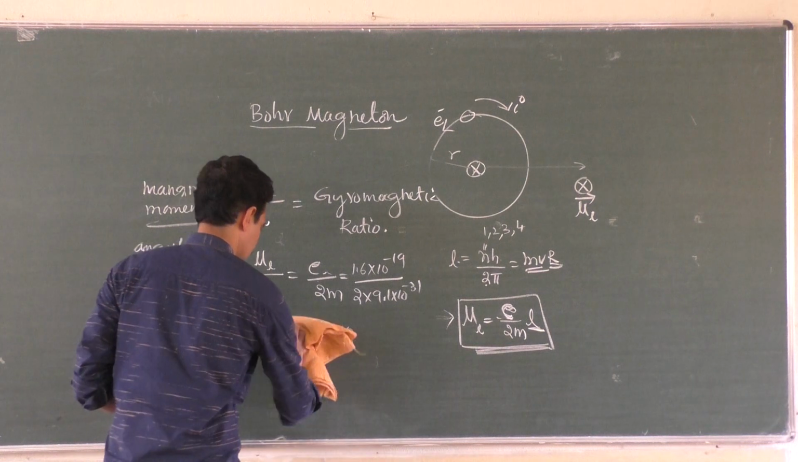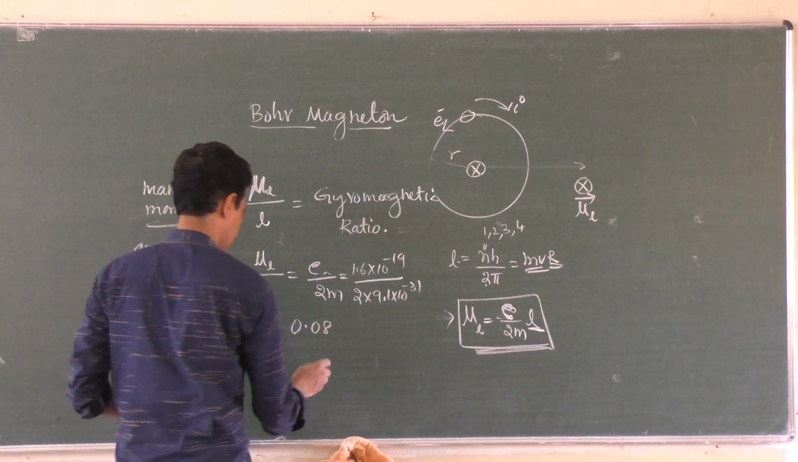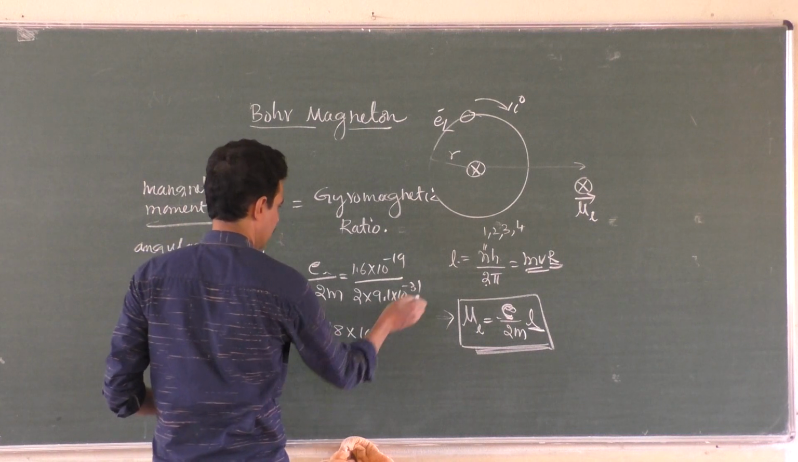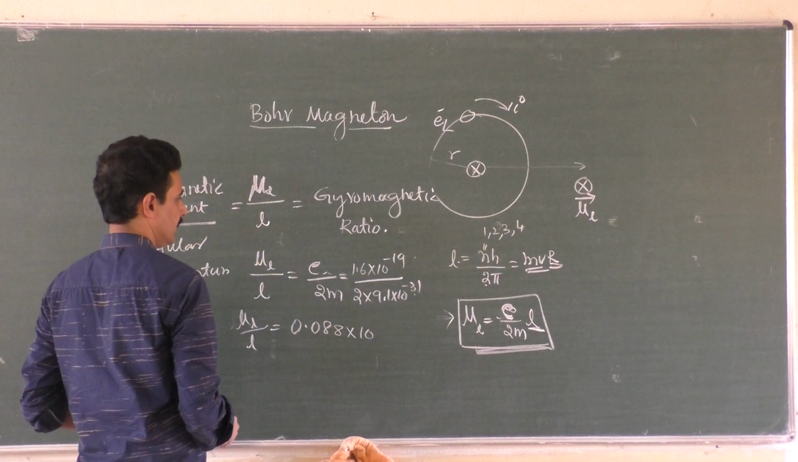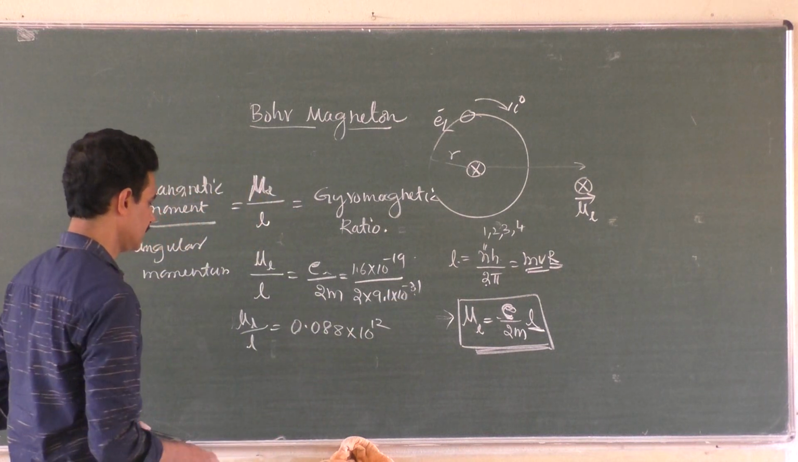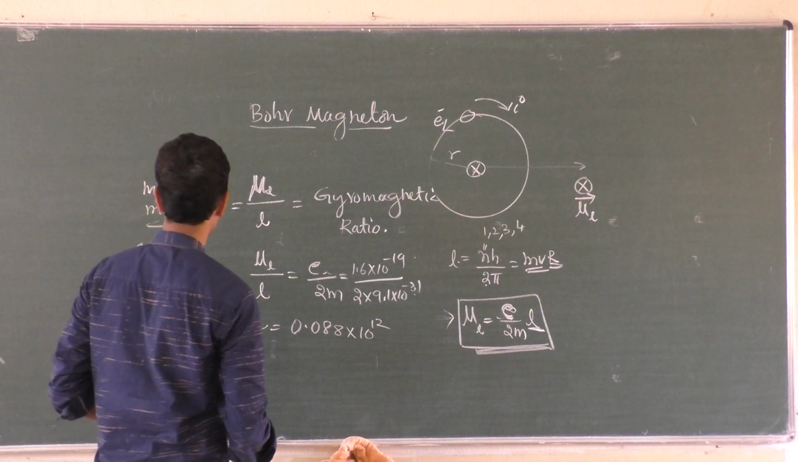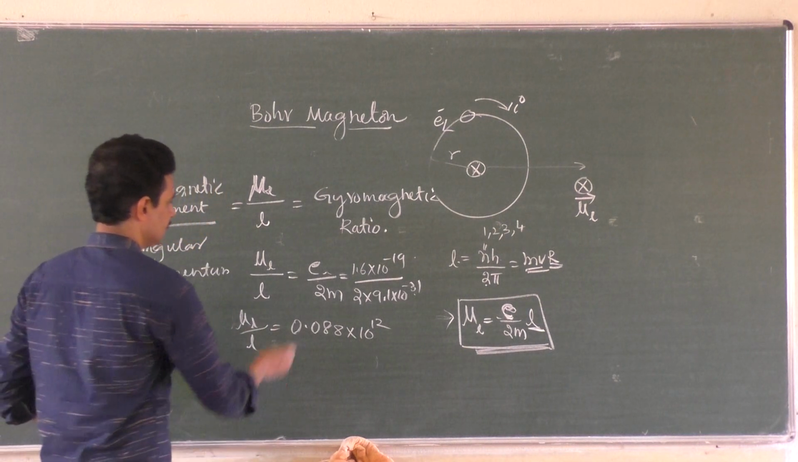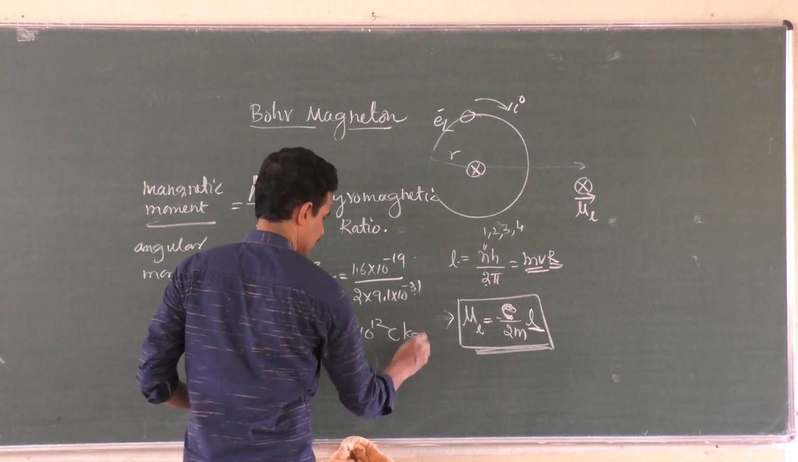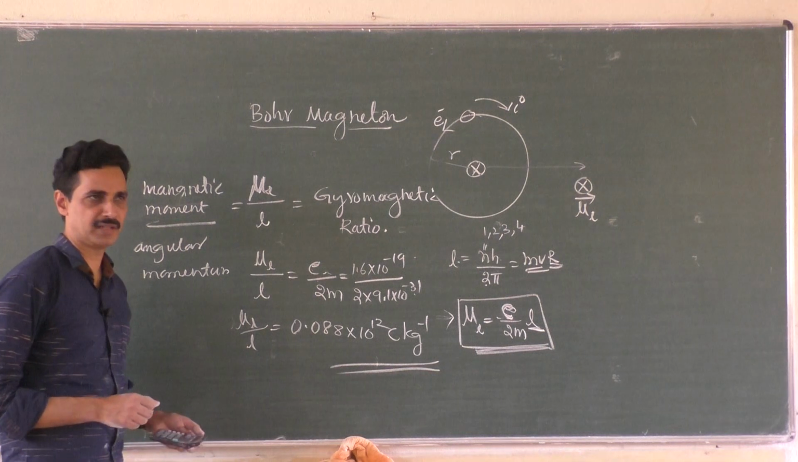I will write the actual value. Today my mind is not working so well. 0.088 into 10 to the power minus 31 plus 31, it is 12, right? 0.088 into 10 to the power 12. Can you write any unit for this? It is the charge by mass, coulomb per kg. Finish. This is gyromagnetic ratio. It is not Bohr Magneton.